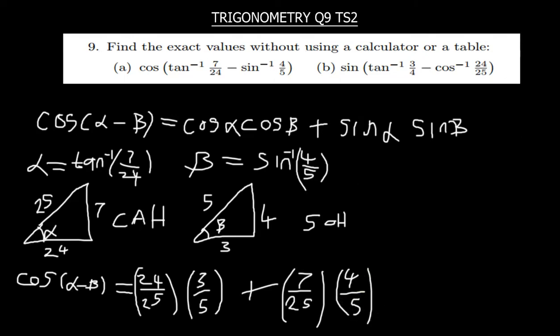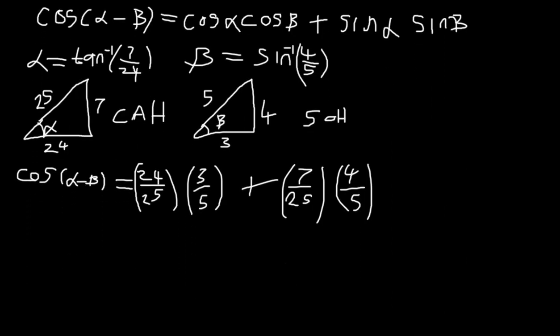So now I think from here it's even easier. We just have to do fractions here. We all know how to multiply, divide, and add fractions. So when you multiply 24 times 3, you discover that your answer will be 72, and then over 25 times 5, this is 125. And then you add 7 times 4 is 28, and then 25 times 5 is 125.